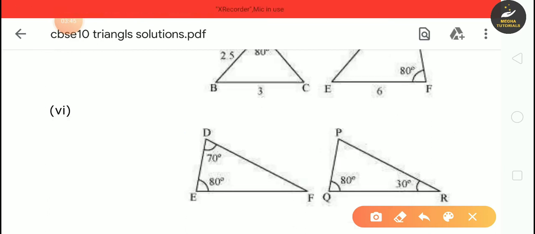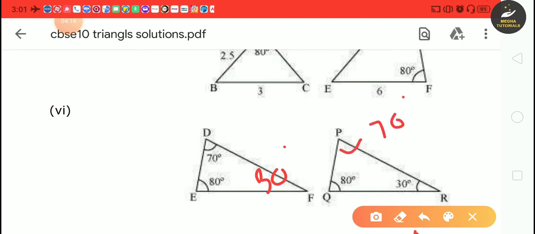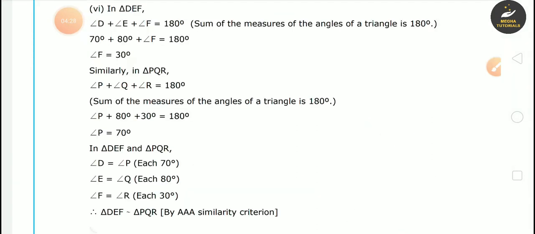Question 6. Triangle DEF and triangle PQR. Angle D 70, angle E 80. Then angle F, using angle sum property, will be 180 minus 80 minus 70, so angle F will come 30 degree. In triangle PQR, angle Q is 80, angle R is 30. So using angle sum property, 180 minus 80 minus 30, angle P will come 70 degree. So if you observe, all angles of both triangles are same. Therefore using AAA criteria, these two triangles are similar. Please find the solution.